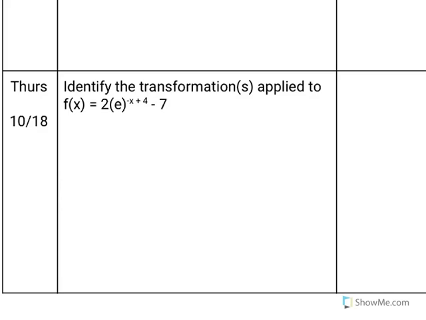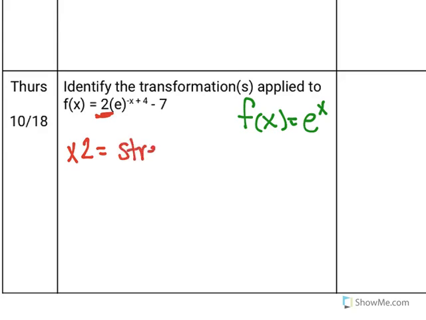And so our parent function here is going to be f of x equals e to the x. And we want to just identify what has been added to this equation, and then we can identify the transformations. So the first thing that's been added is this multiplication of 2 out front. So because we're multiplying by a whole number, just with our other functions, this is going to be a stretch of 2. Now remember, if we're stretching it, it means we're pulling it away from that x-axis.